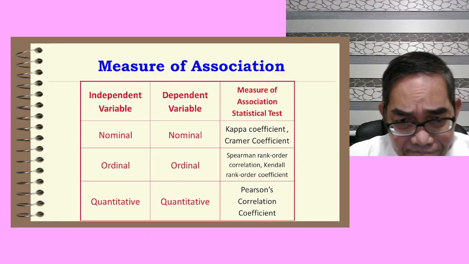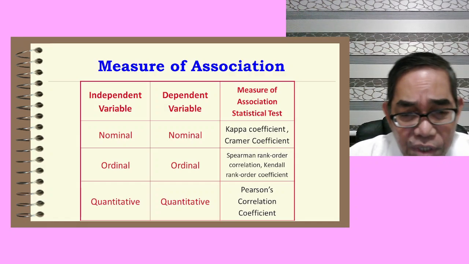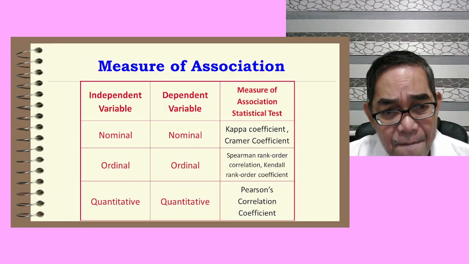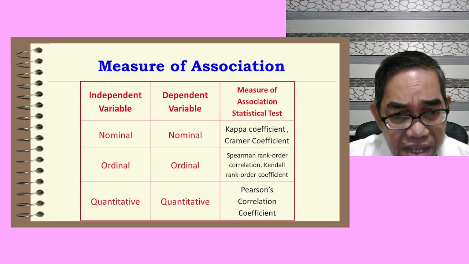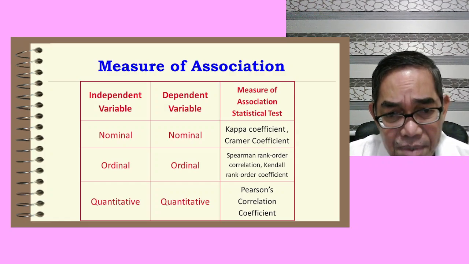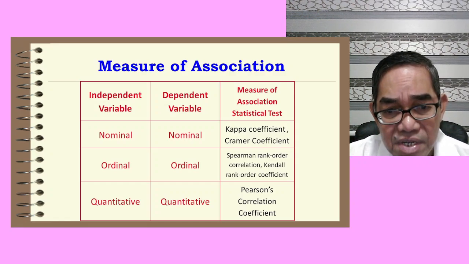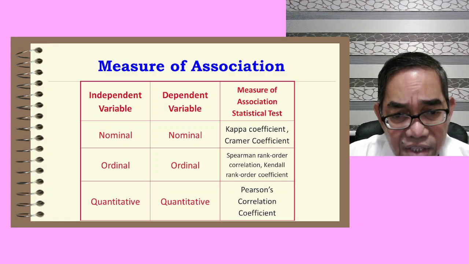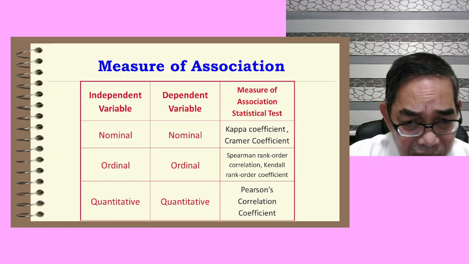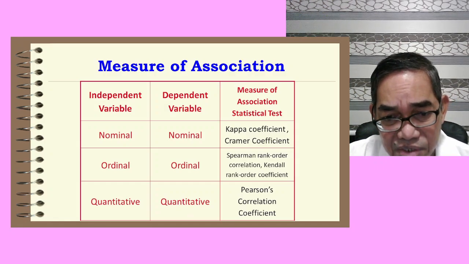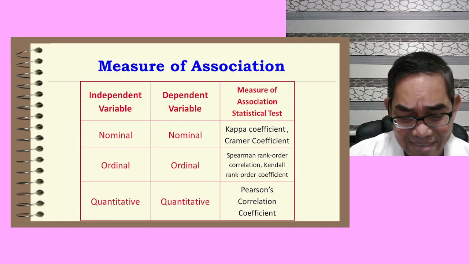Now, okay, when we talk of measures of association, so when we have the independent variable being nominal and the dependent variable also nominal, we use a measure of association, the kappa coefficient or the Cramer coefficient. But for both ordinal and ordinal, we use the Spearman rank or the Kendall tau. But for quantitative, we said Pearson's correlation coefficient.